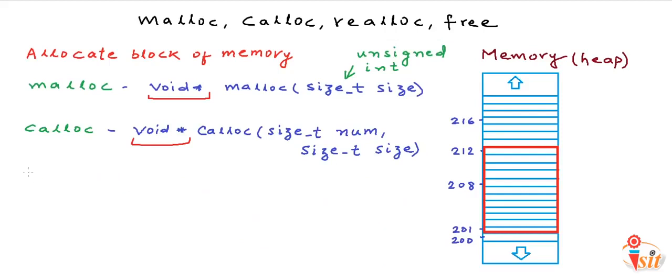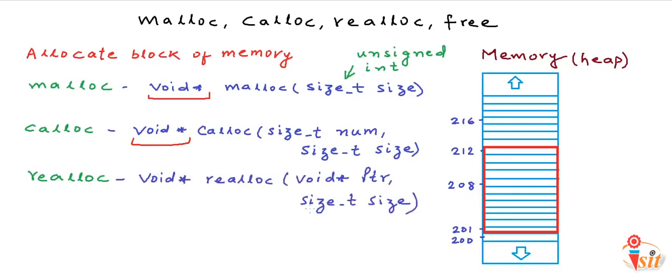The third function that we want to talk about is realloc. If you have a dynamically allocated block of memory and you want to change the size of this block, then you can use realloc. The signature of this function is as follows: it takes 2 arguments. The first argument is a pointer to the starting address of the existing block, and the second argument is the size of the new block. There can be a couple of cases in realloc.